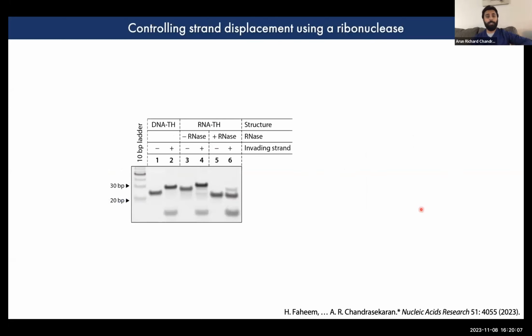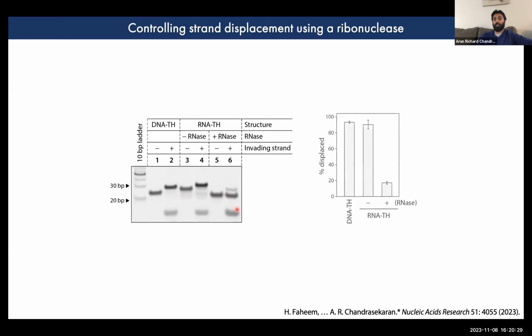We then moved on to see if we can use RNase-controlled toehold clipping to prevent strand displacement. So in a DNA control, you can see that you start with a duplex and strand displacement occurs. Same with an RNA toehold without any RNase added to it. But once you add RNase A, you're starting off with a duplex, and you can see that toehold clipping prevents strand displacement to a large extent, and we are able to control or prevent strand displacement by about 85% when we have an RNA toehold and clip it using RNase A.